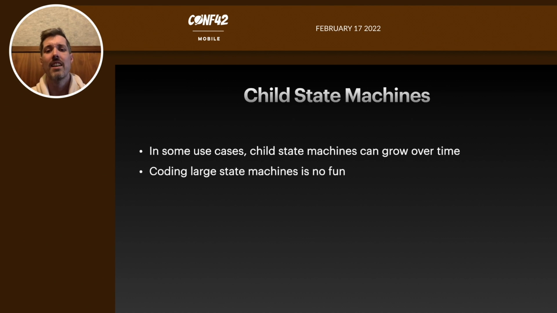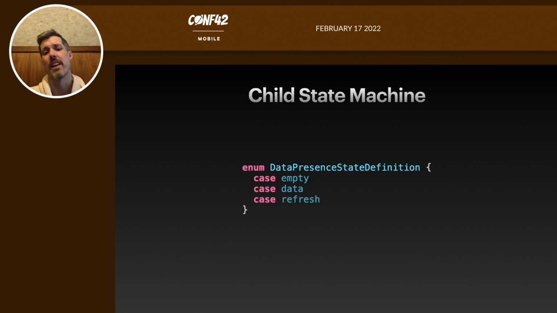So let's take our remote content example a little bit further. I find that data and loaded are two sides of the same coin. And I want to be able to refresh data once it's loaded as well, to either see new data or to move back to the empty state if everything has been consumed. How can I model that as a child state machine?